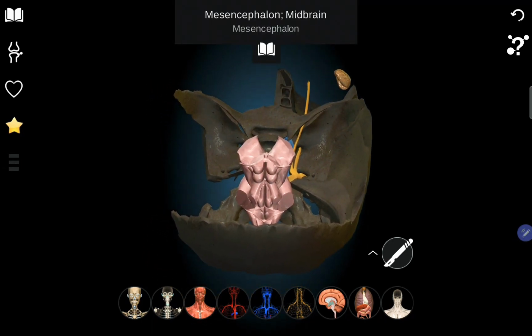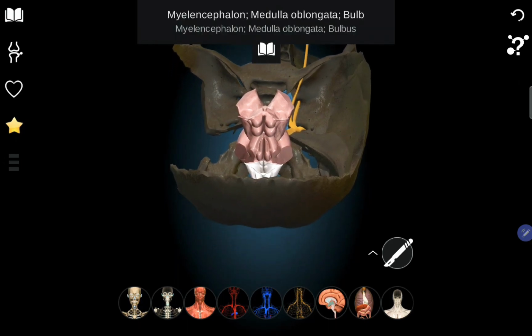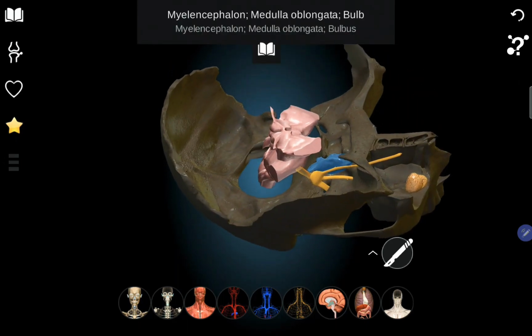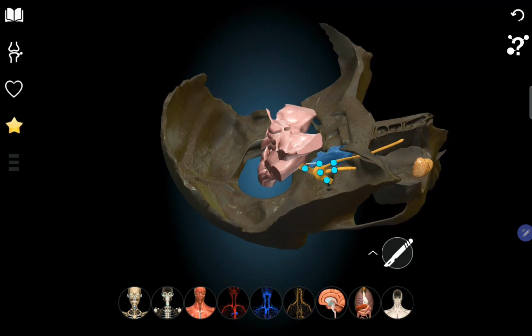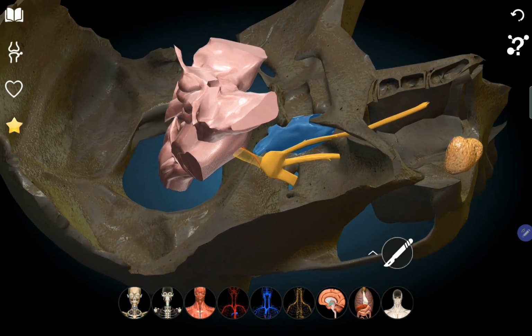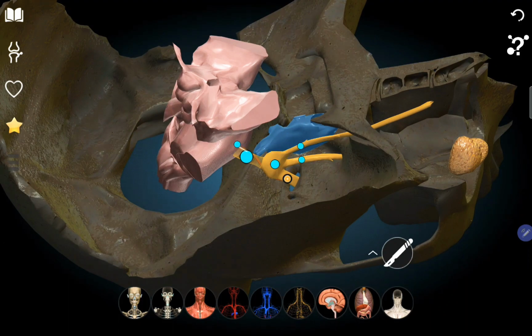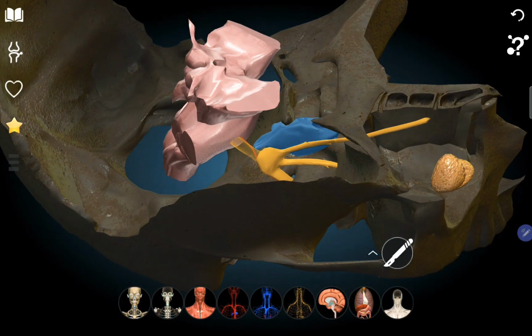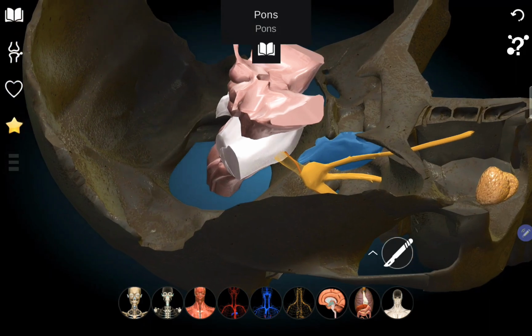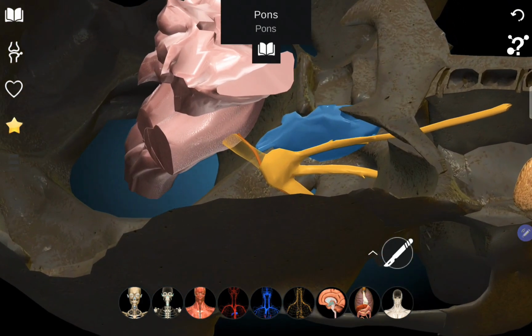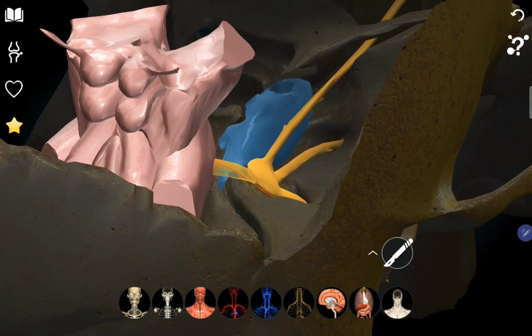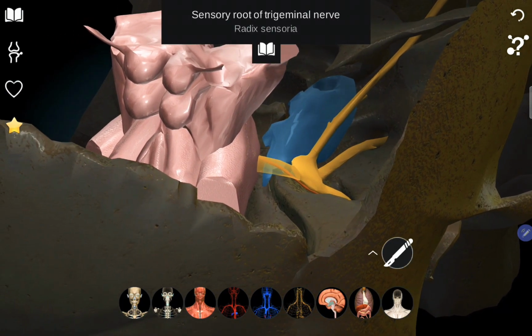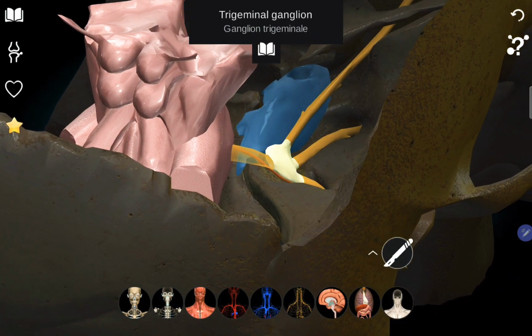We have the midbrain, pons, and medulla oblongata. And if we remove this, we can see that the trigeminal nerve arises from the pons. So arising from the pons area, this is the sensory root of the trigeminal nerve. The one in the yellow, you can appreciate, is the sensory root, and the one in red, which is very thin, is the motor root.